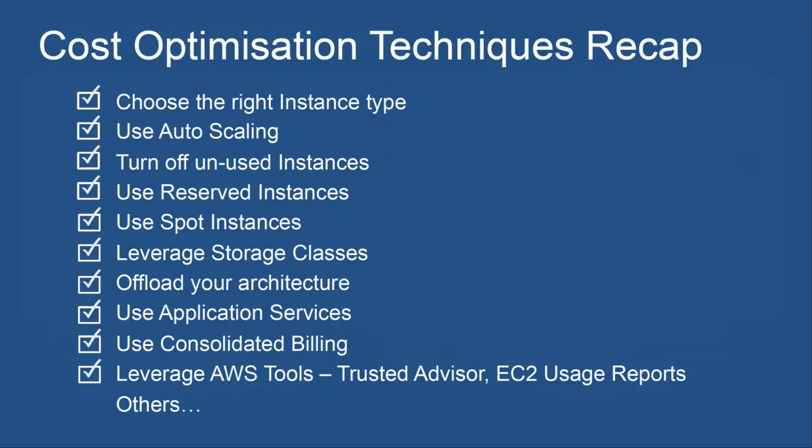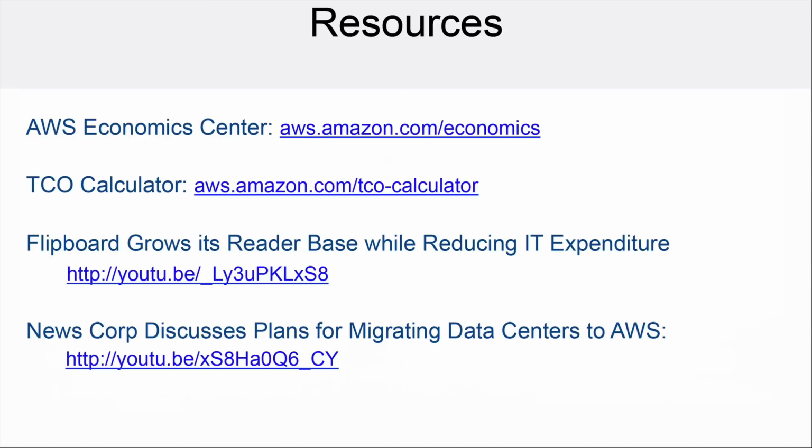Okay, so that concludes everything we have today in terms of content. Here are some useful resources you might want to take a look at, and if you download the slides from the files panel of the webinar, you can access these. The Economics Center is where you can go for everything cost related in AWS. The TCO calculator is the tool we talked about in the session today, which will help you model the costs of on-premises delivery versus the cost of using AWS for those services.